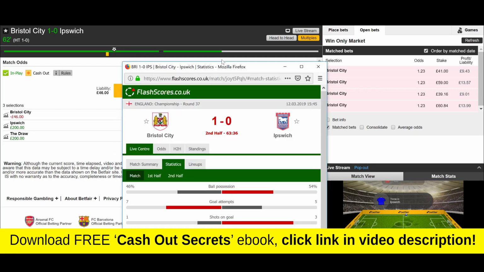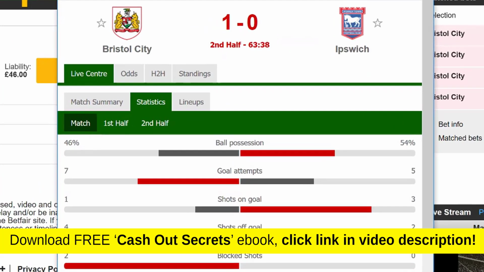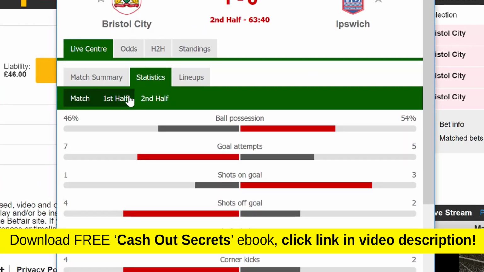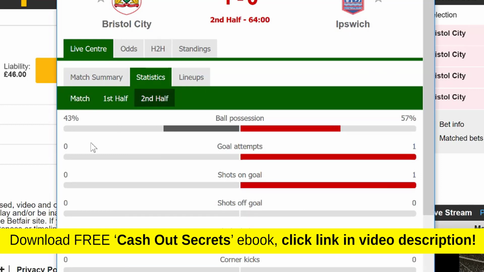But there is a fair bit of reason to get involved in this. If we bring up how this match has developed, you can see that overall, Ipswich have actually had a little bit more of the possession. And not only that, they've also had more attempts on target. Now, Bristol have had more attempts overall, but Ipswich have had more attempts on target. And in the second half, it's also carried on in that vein. Ipswich dominating the second half so far.